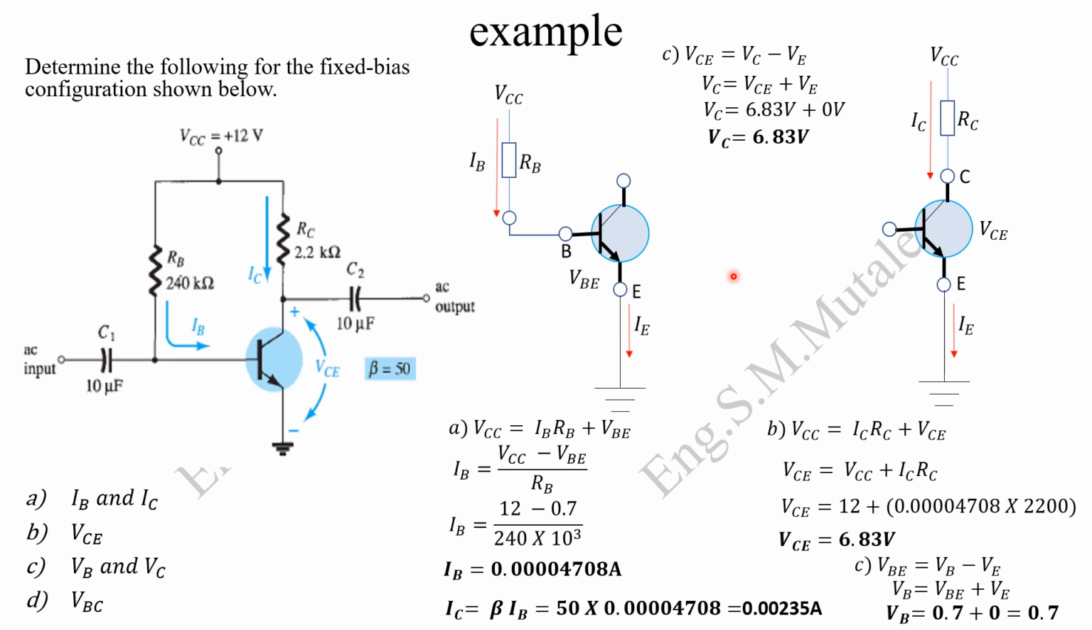And then next, we are going to look at D, which is VBC. So VBC is the difference between VB and VC. We have those values. When you substitute there, you are getting that, and the value for VBC is going to give us that. So this ends the presentation on a fixed bias configuration. I'm going to look at another type of configuration in the next lecture.